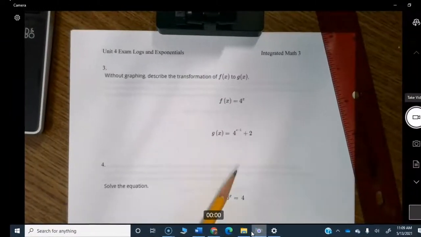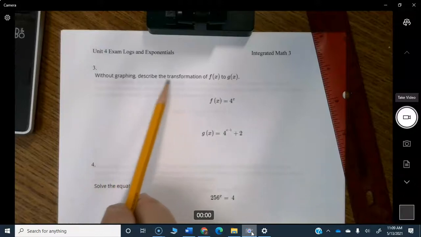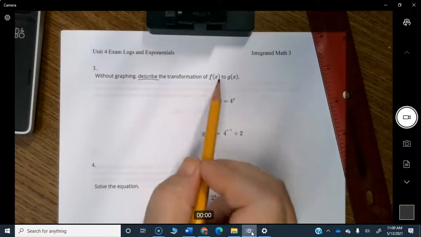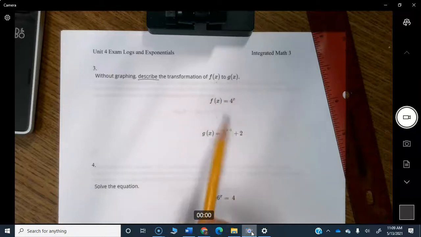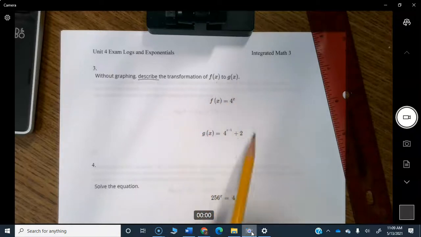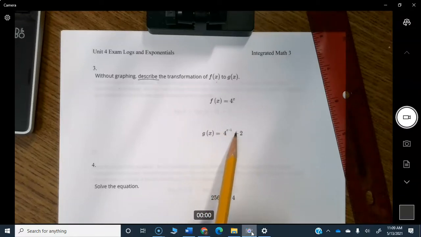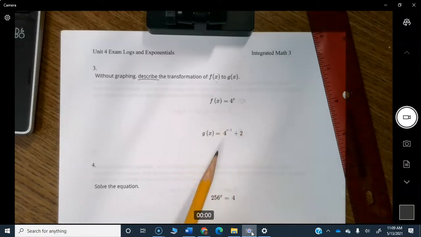Okay, it's this one, and it says, without graphing, describe. So that means in words, and on the test I put in words, the transformation f of x to g of x. So how do you get from here to here? So what they're doing is they're saying 4 to the x power. Here they're saying 4 to the x minus 1. So how does that change it? And then they're not adding any number over here, but here they're adding a 2. So how does that change it?